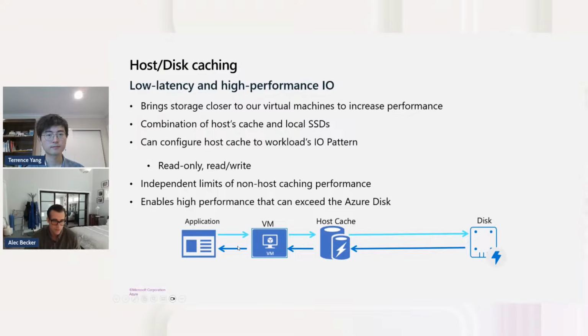So you can see the application can make a request to the VM, and the VM can make a request to the host cache. If the data is available there, the host cache will surface it back up to the VM and back to the application. If the data is not in the host cache, it will then reach out to the disk. The disk will respond and bring that back to the host cache, and then surface that back through the VM into the application.